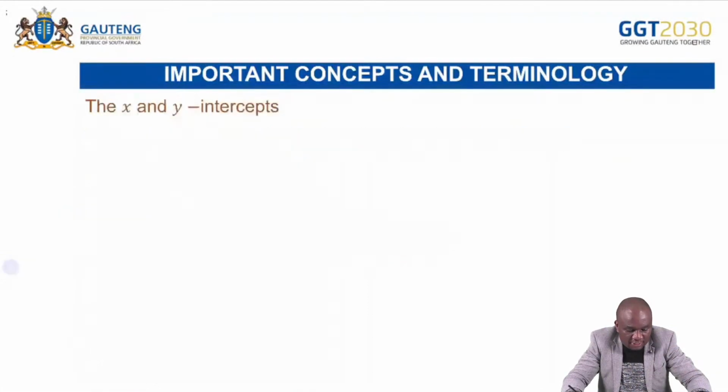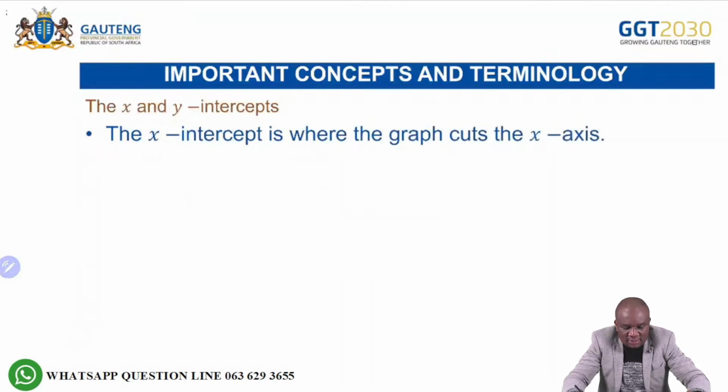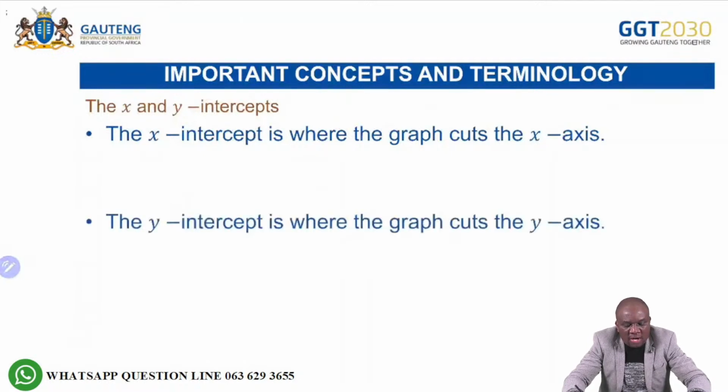Right, welcome back, rectangles. Now, the x and the y-intercepts. The x-intercept is the point where the graph crosses the x-axis. And then the y-intercept is where the graph crosses the y-axis.